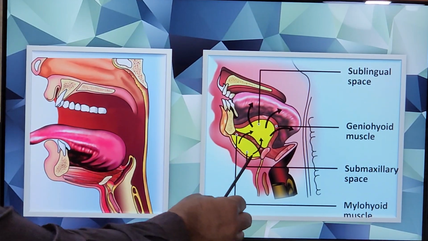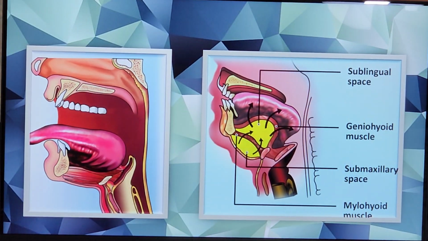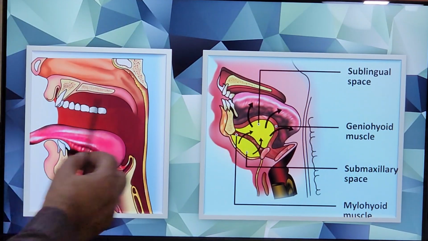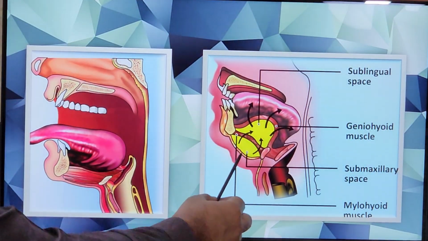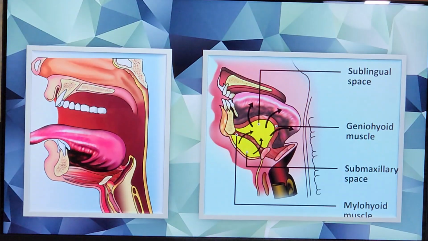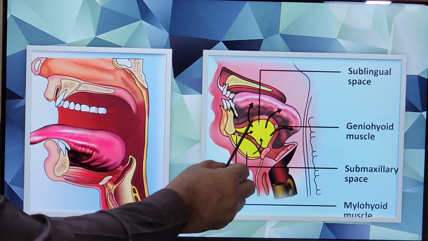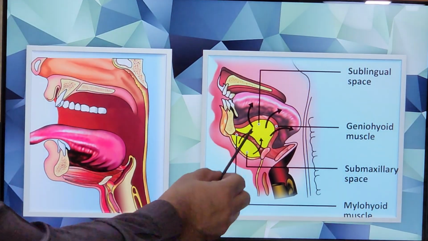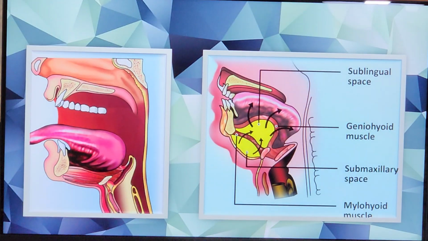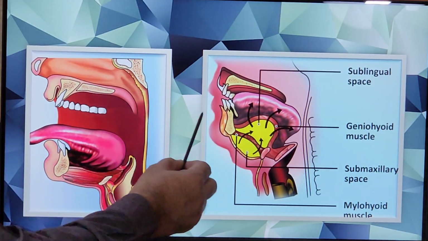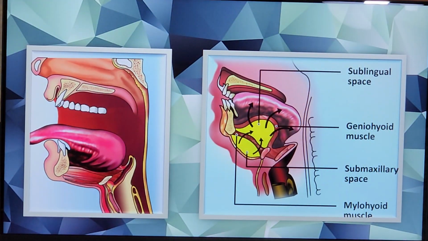Here you have a patient of Ludwig's angina where there is infection. I will not say pus because there is no frank pus collection in such cases. There will be only edematous fluid collection and these two spaces which we call the submandibular space, which is divided into sublingual below the tongue and submaxillary. Not only these two spaces, one more space which is submental.